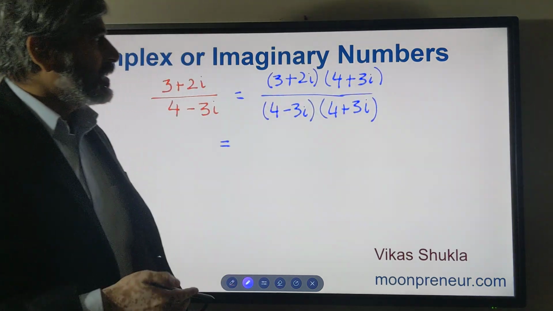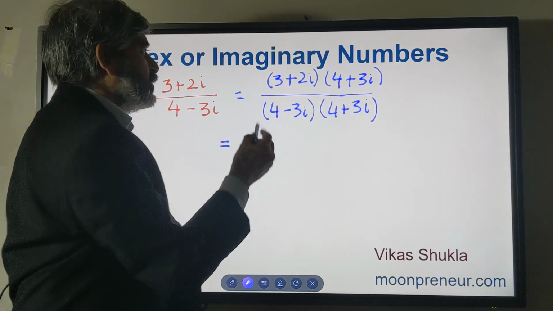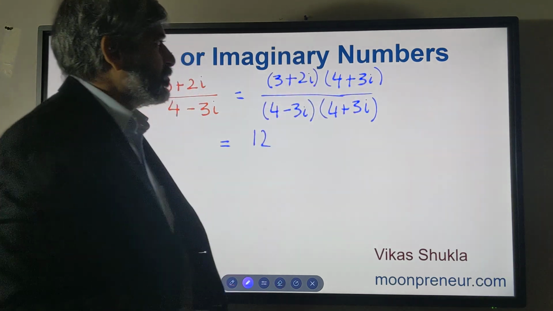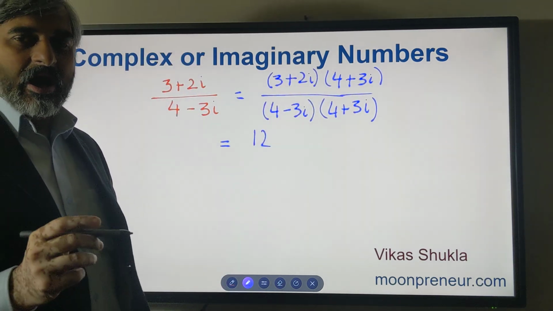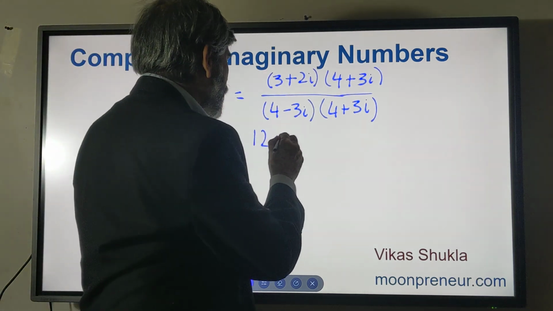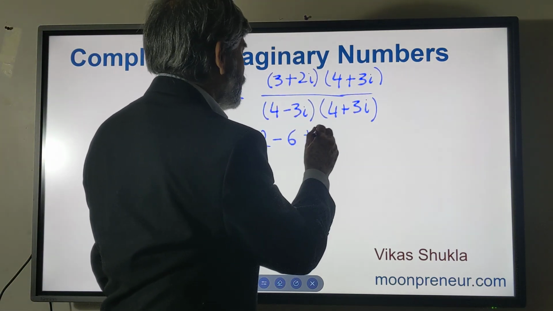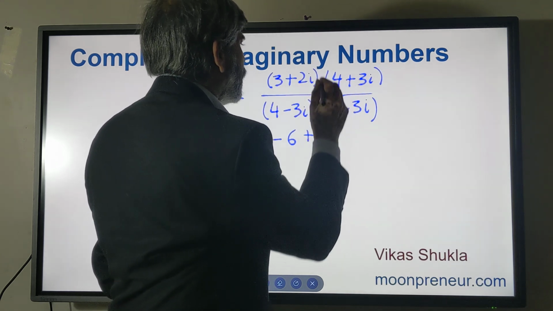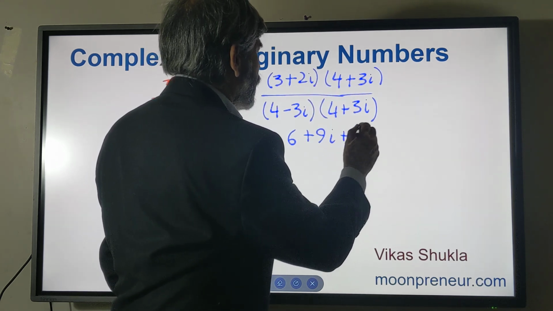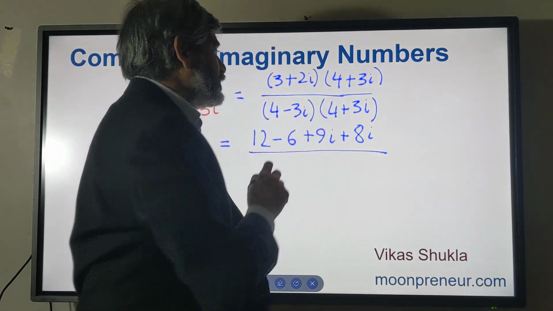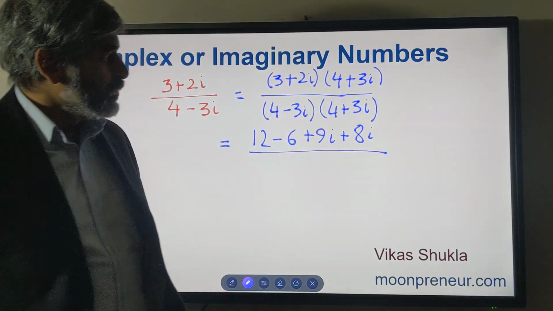In the numerator, I multiply 3 into 4 is 12. Then 2i multiplied by 3i is 6i squared. That becomes minus 6. And then 3 into 3i is 9i. And 2i multiplied by 4 is 8i. And this is divided by 16 squared.